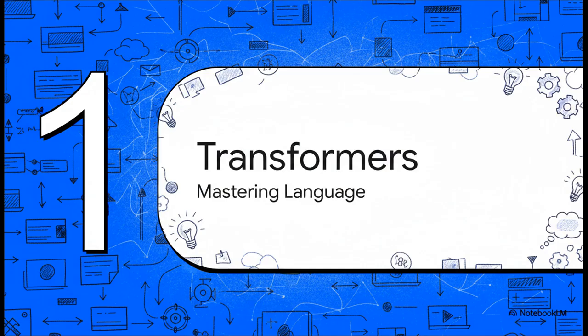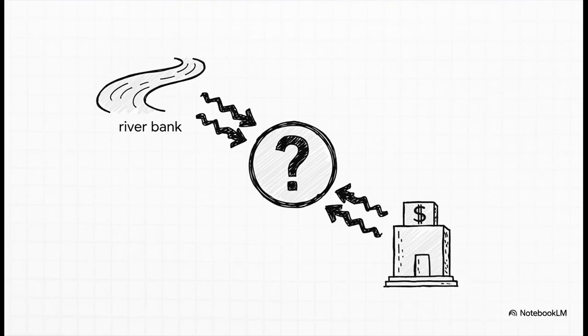All right. First up, let's talk about the architecture that absolutely revolutionized how AI understands language, the transformer. This is the powerhouse behind models like GPT-4, and it's the reason chatbots suddenly went from clunky to convincingly human. So here's the fundamental problem that AI had to solve. Human language is just incredibly complex.